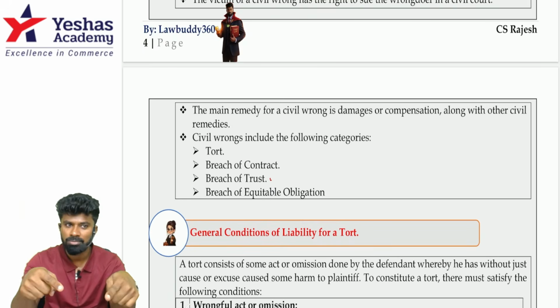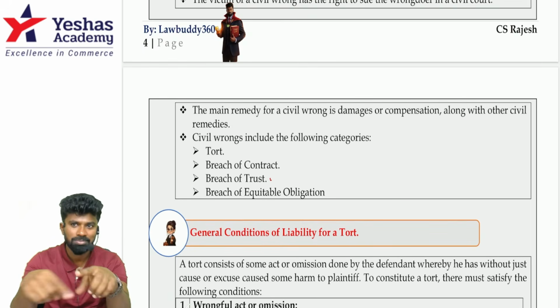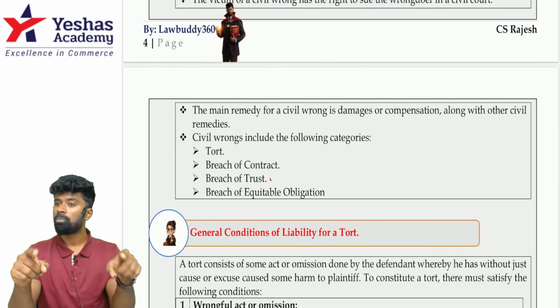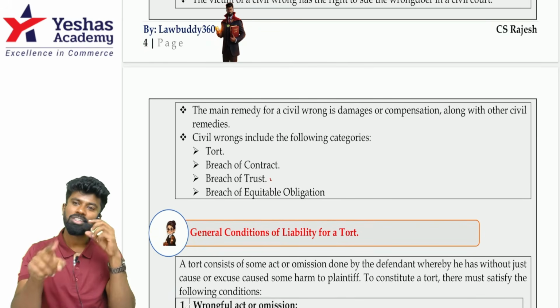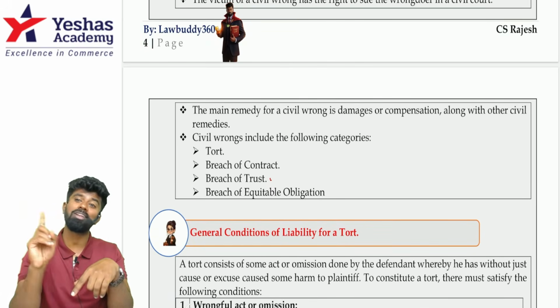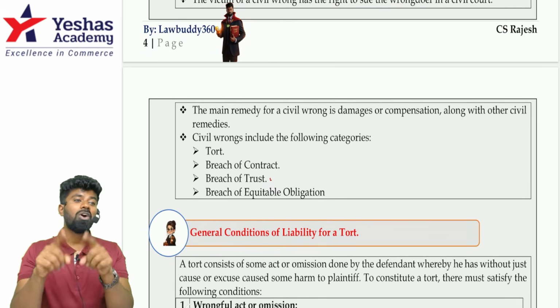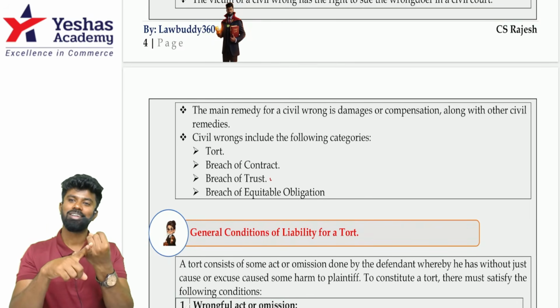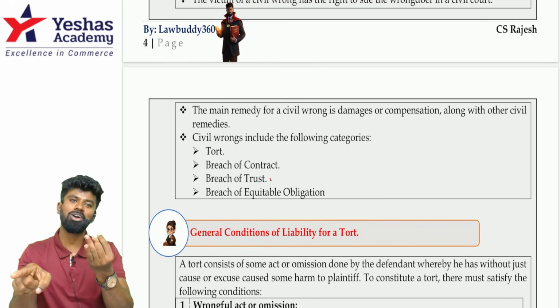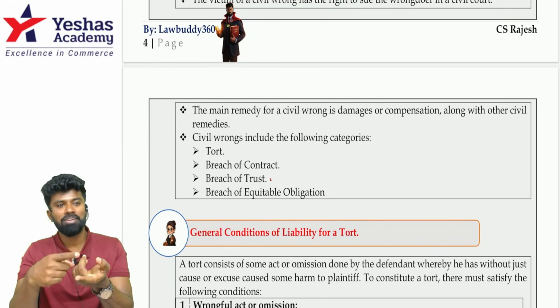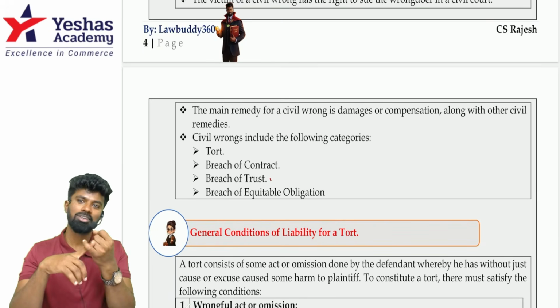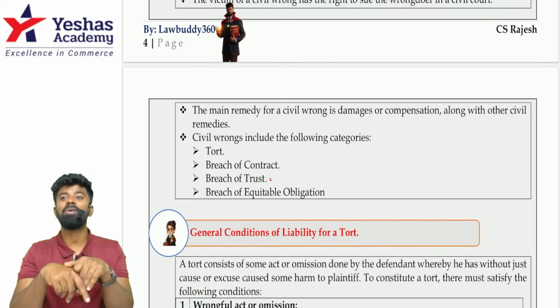The conceptual clarity now. Are all torts civil wrongs? All civil wrongs are not torts. Which wrong is a tort? Civil wrong, where the remedy is in what law? Common law. Action for unliquidated damages, which is not exclusively a breach of trust or equitable obligation.